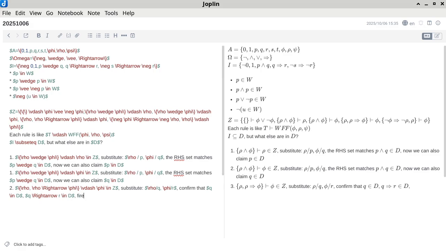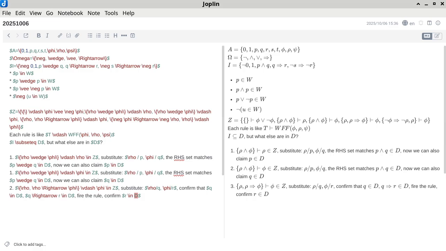So now fire the rule, and now we can confirm. So what are we going to confirm this time? We confirm that phi is also in D, but what is phi? Phi is actually R. So now we just confirm that R by itself as a well-formed formula is also an element of D. Is that okay?